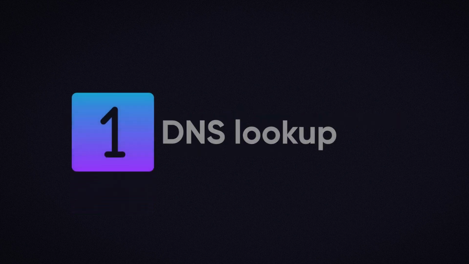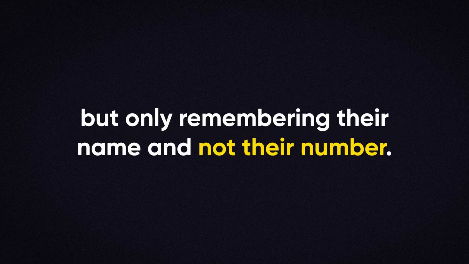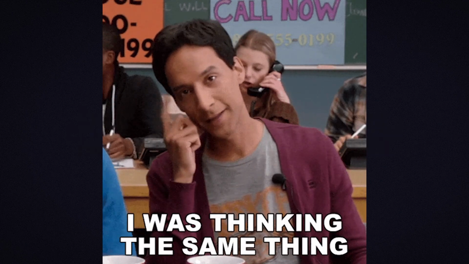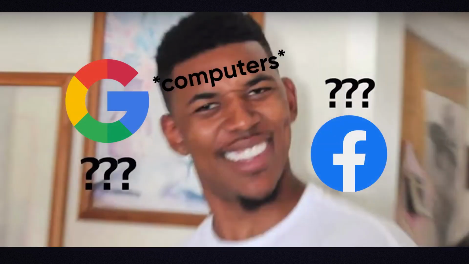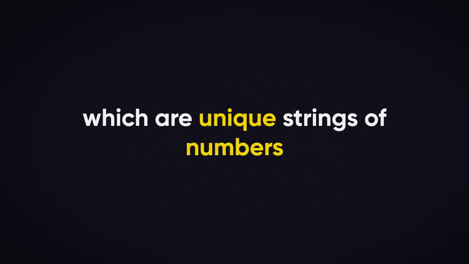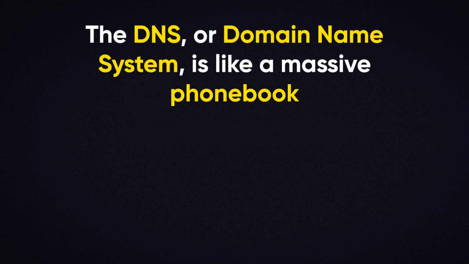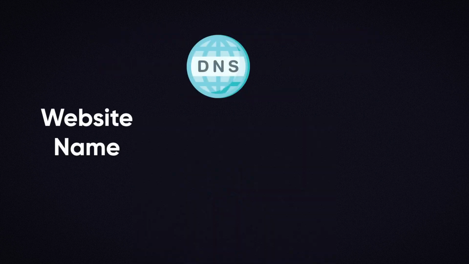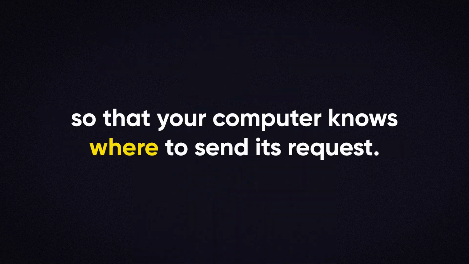First, your browser performs a DNS lookup. Imagine trying to call a friend but only remembering their name and not their number. The internet works the same way. Websites have names like google.com or facebook.com, but computers don't understand these. Instead, they use a system called IP addresses, which are unique strings of numbers like 142.250.190.46. The DNS, or domain name system, is like a massive phone book that translates a website's name into its actual IP address so that your computer knows where to send its request.